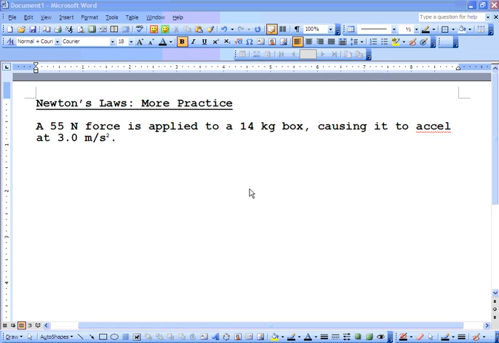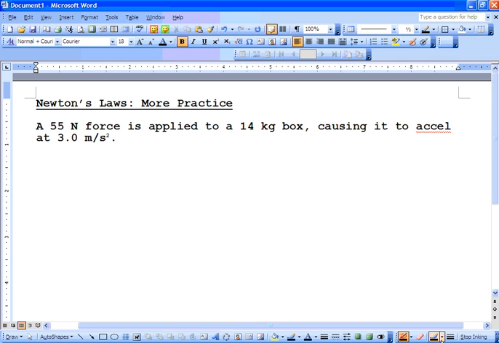Here's the scenario. Let's try this out. We have a 55 Newton force being applied to a 14 kilogram box, and that's going to cause the box to accelerate at 3 meters per second squared. So take a minute, write that down. There are no questions yet, so let's make up a couple of them.